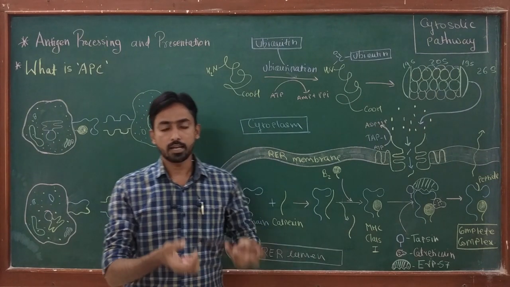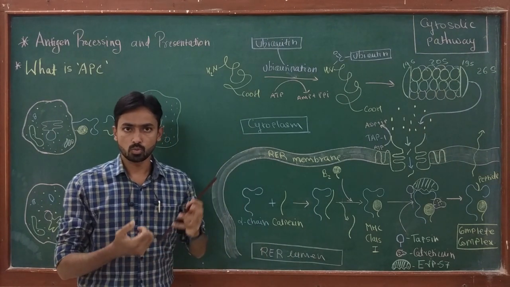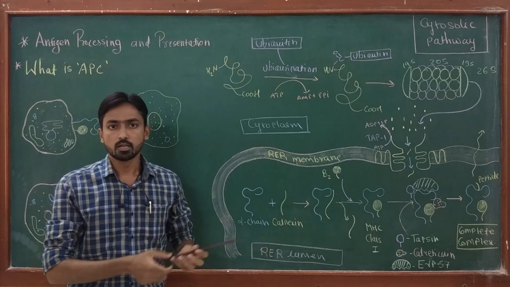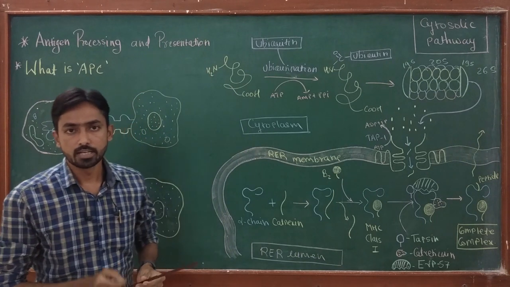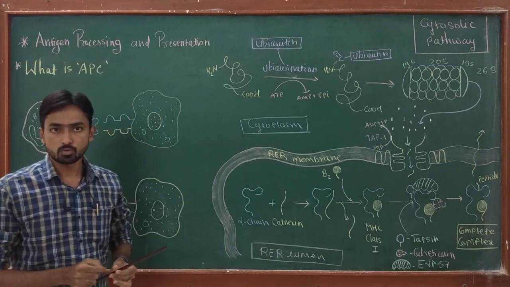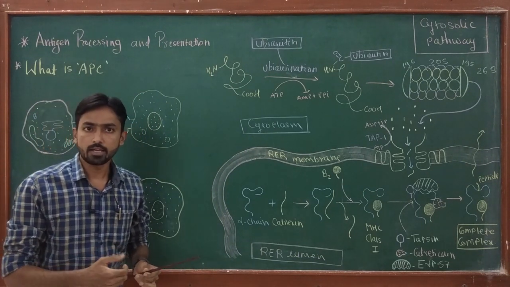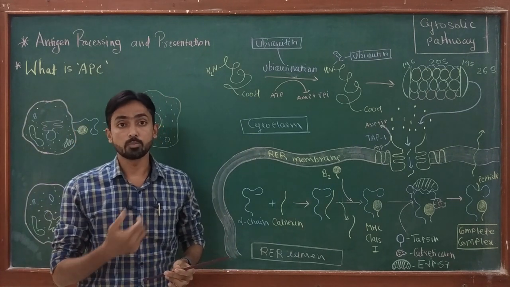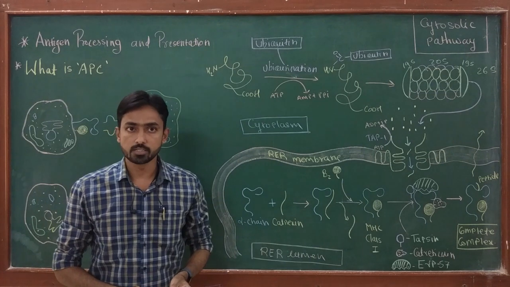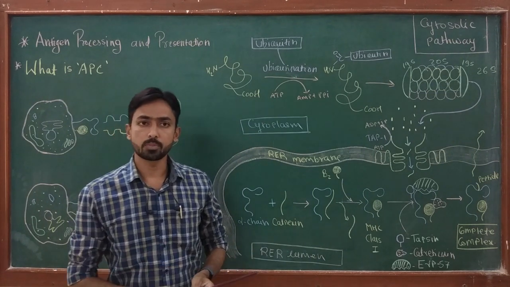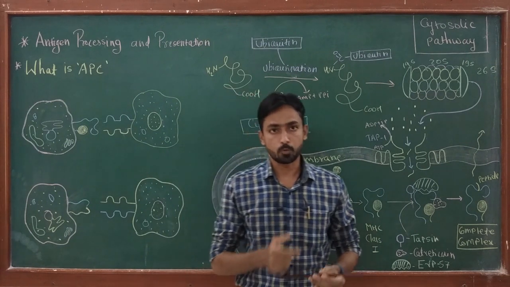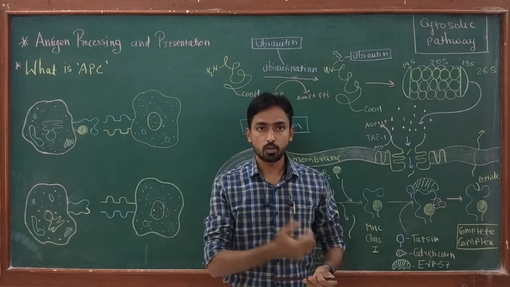So when an antigen enters the body, either through a wound, air or water, and reaches the blood, the first cell that comes into action is the antigen presenting cell. The antigen presenting cell plays an important role in presenting the antigen and activating the immune system against that particular antigen.